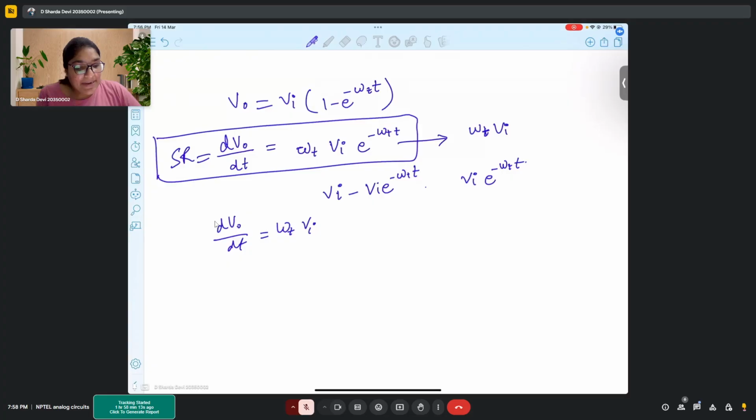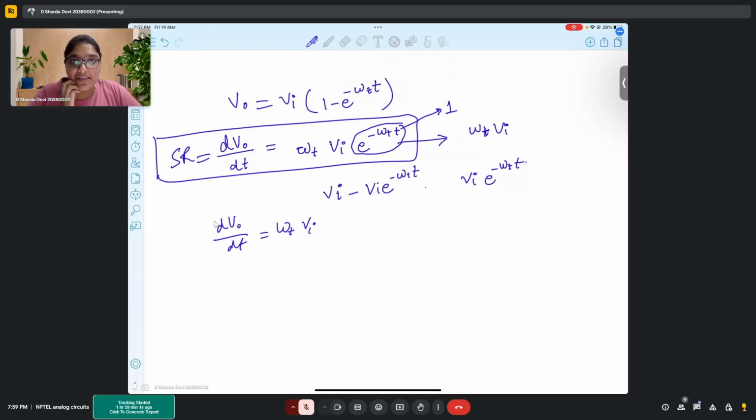Yes. So for simplicity, they would have considered this to be 1, saying that it is a constant. And then since omega t into Vi becomes constant, analyzing the slew rate will be easier. So that must be one reason they have gone for this, to get a constant value of slew rate. Because this is a time dependent value, right? We don't want a time dependent value. So what is the easiest possible way to get a constant slew rate? Let the time be 0. The initial slew rate at t equal to 0 is this much. So we are going ahead with this calculation.